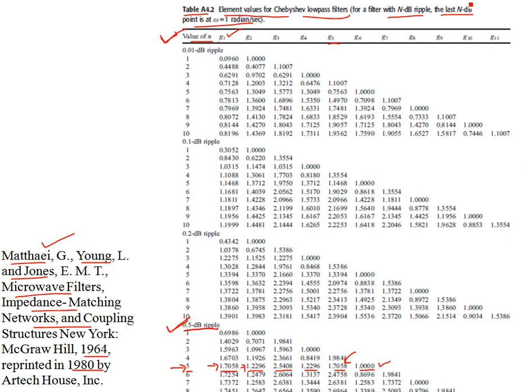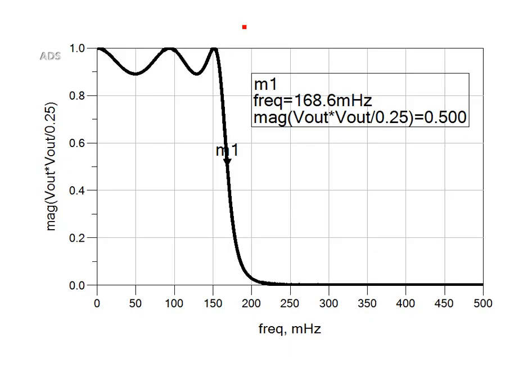The table gives the element values for the Chebyshev low-pass filter. For a filter with n dB ripple, the last n dB point is at 1 radian per second, or 1 over 2 pi hertz. All right. Now this is the simulated response.